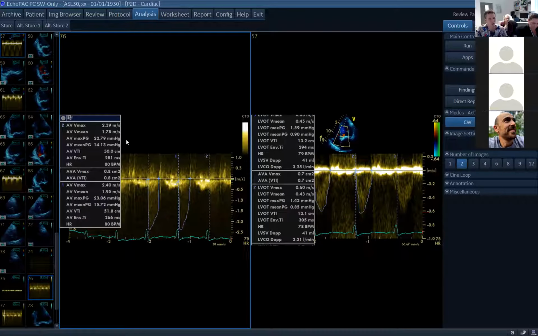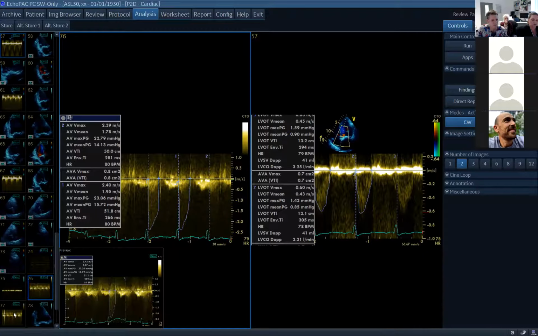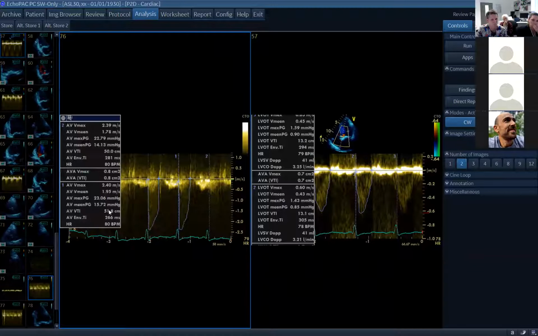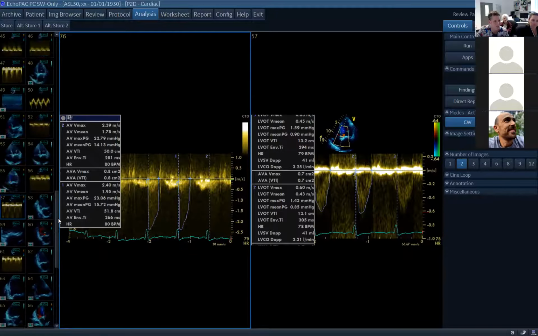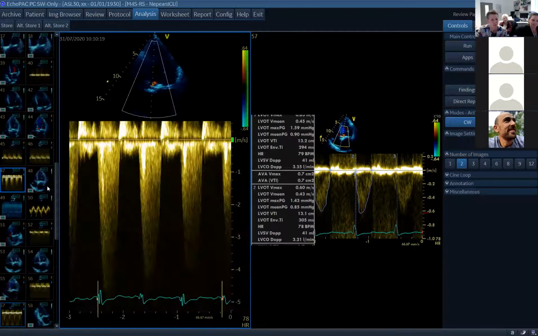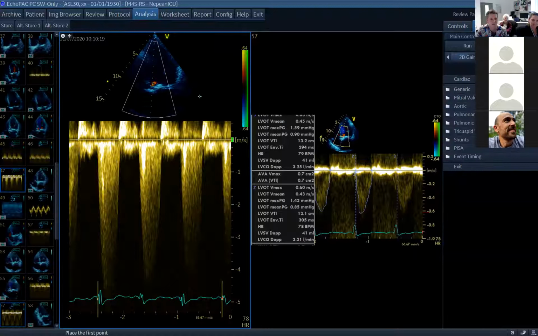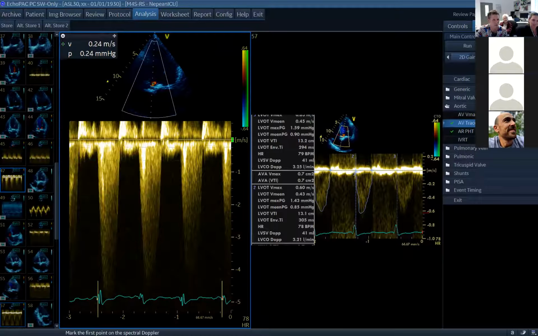So here we go. I've got a Vmax. I think the wrong one's been recorded, but you get the idea. So we've got a VTI here of 50. We've got a VTI here of 13. Actually, I've chosen a bad one, haven't I? Let's actually measure it. It's not going to be great doing it in this, but you get the idea.